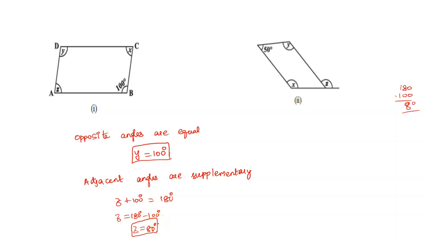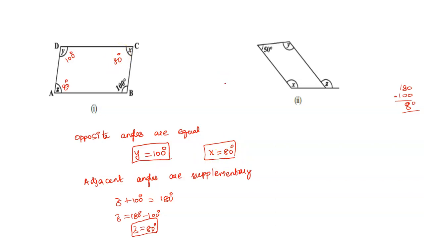So I have determined y is equal to 100, z is equal to 80. These two angles are opposite, right? Again, because opposite angles are equal, I can say that x is equal to 80 degrees.